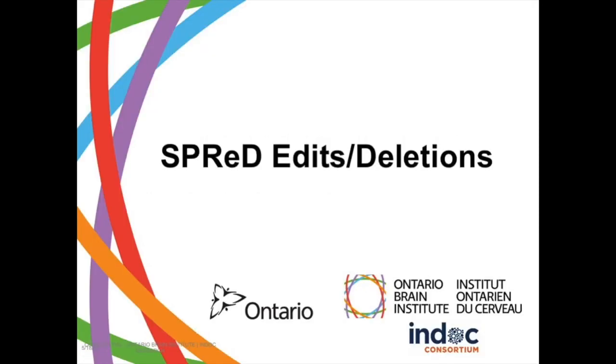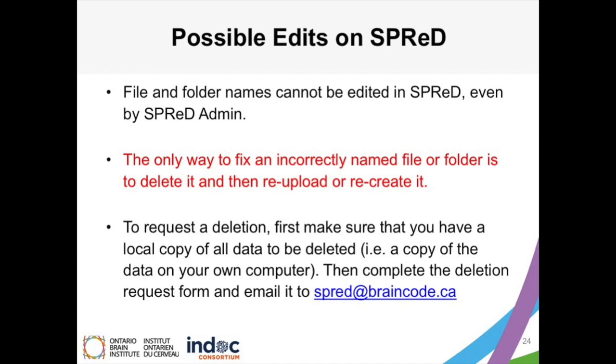Edits and deletions on SPReD. Possible edits on SPReD. File and folder names cannot be edited in SPReD, even by SPReD administrators. The only way to fix an incorrectly named file or folder is to delete it, then re-upload or recreate it. To request a deletion, first make sure you have a local copy of all data to be deleted, for example, a copy of the data on your own computer. Then complete the deletion request form and email it to spread@braincode.ca.